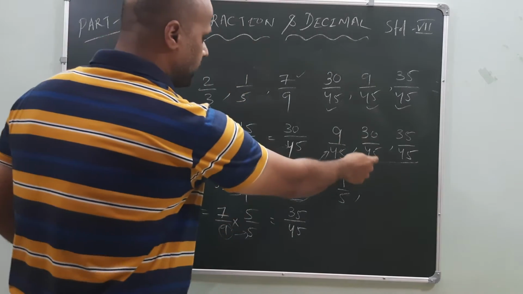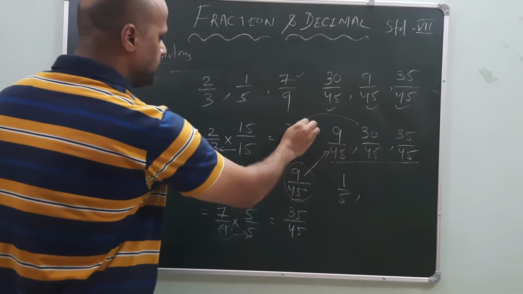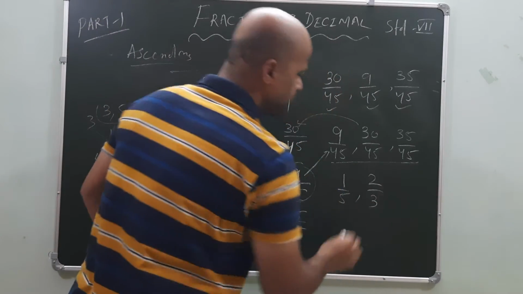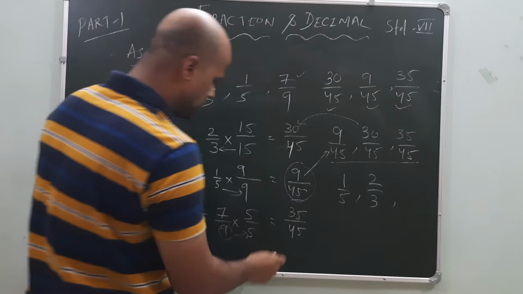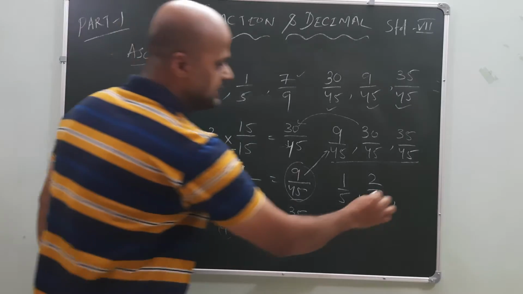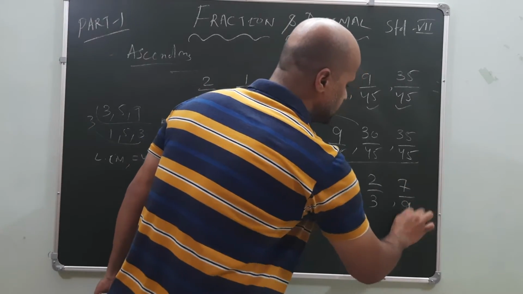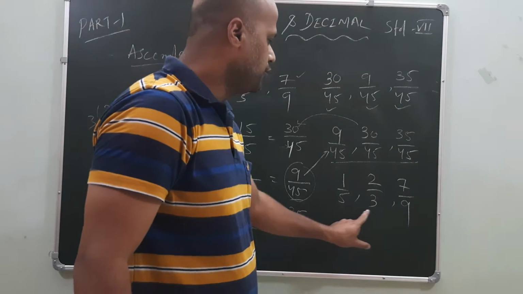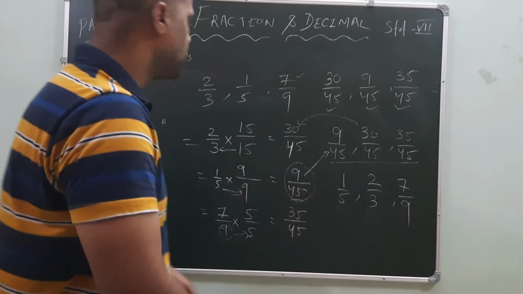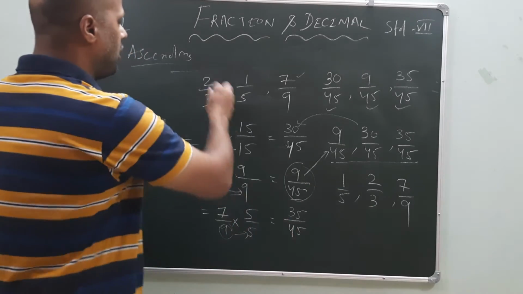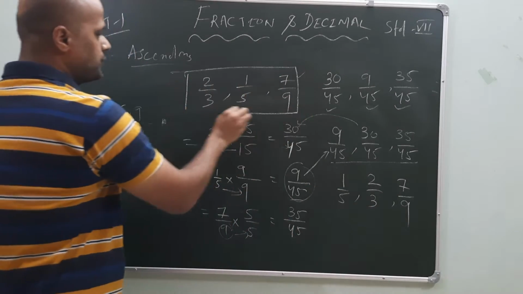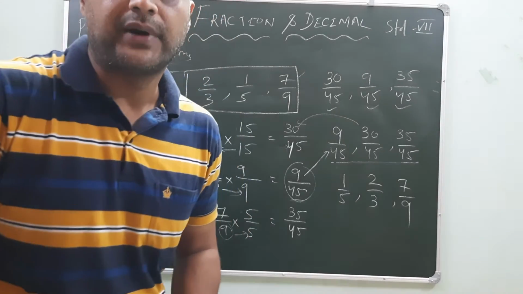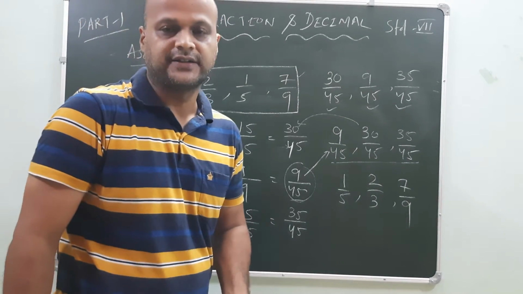Then which one is 30 by 45? 30 by 45 is this one, which we converted from 2 by 3. Then the last one is 35 by 45, which is 7 by 9. This is the whole answer for you. Okay. Now 1 by 5, 2 by 3 and 7 by 9 are the ascending order of 2 by 3, 1 by 5 and 7 by 9. Understood, friends? Okay.